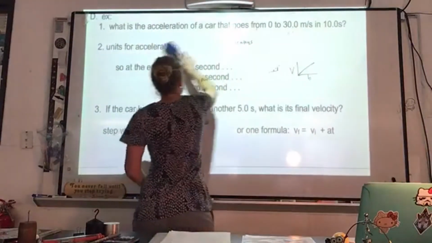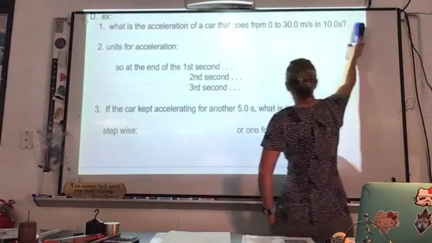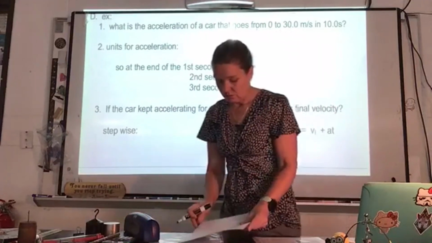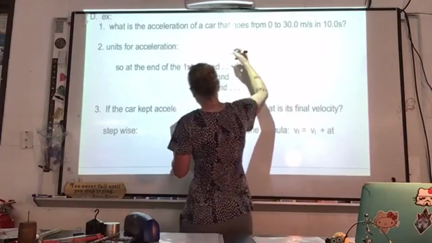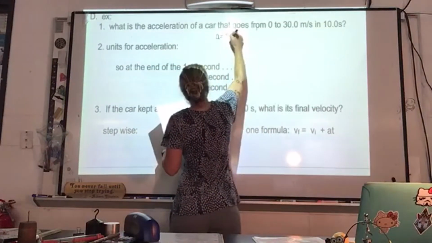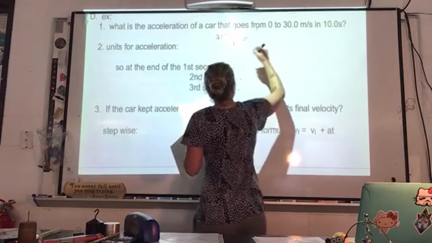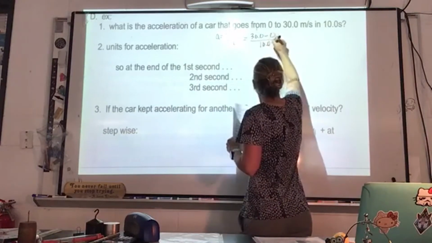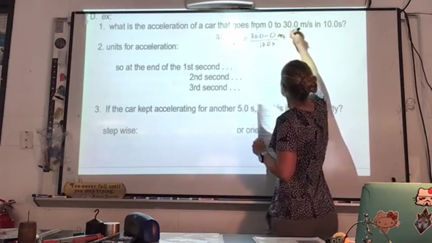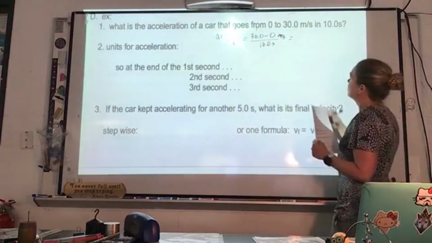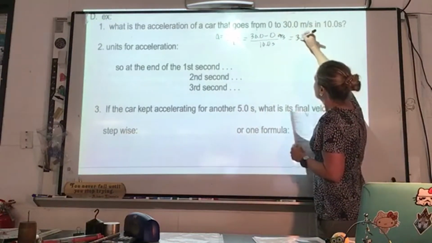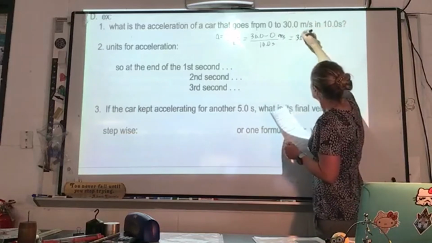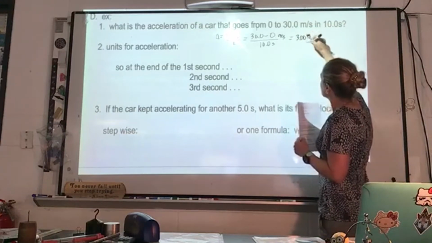What is the acceleration of a car that goes from 0 to 30 meters per second in 10 seconds? Okay, so, well, we can do this. So we say that A is V final minus V initial over time. Our final was 30, our initial was 0, and our time was 10 seconds. Whoops, I didn't put my units up here. Meters per second. All right, and what are we going to get? Well, 30 divided by 10 is 3. So we have 3 meters per second.